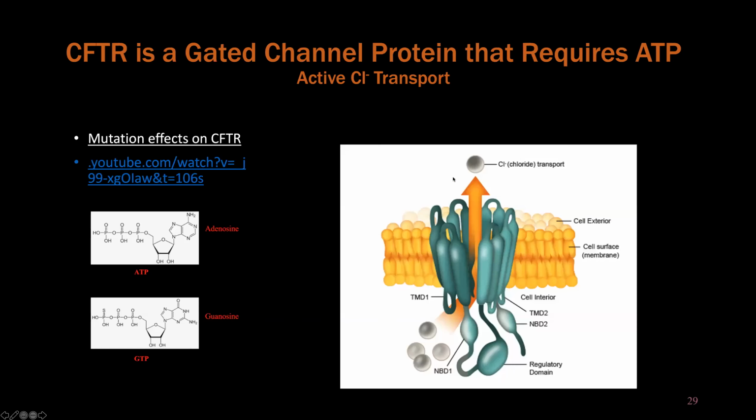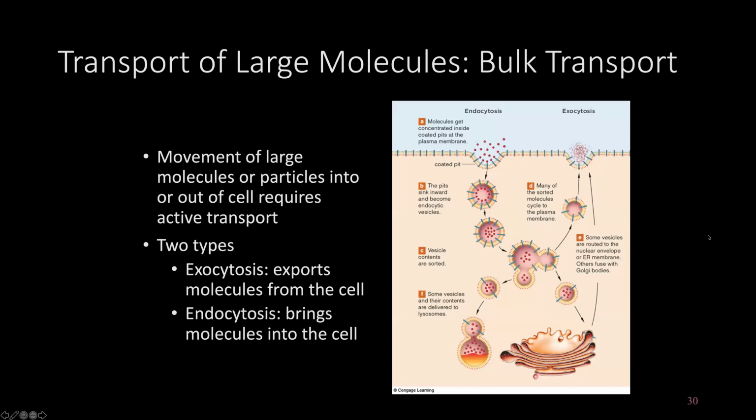Okay. So far, we've been talking about small molecules, in particular ions. Now we're going to talk about large things, bulk transport. Two basic processes, endocytosis and exocytosis. We've already talked about endocytosis with respect to coronavirus. When it binds to a receptor on the surface of the membrane, the membrane invaginates and the pits form vesicles. Now the process can be reversed.